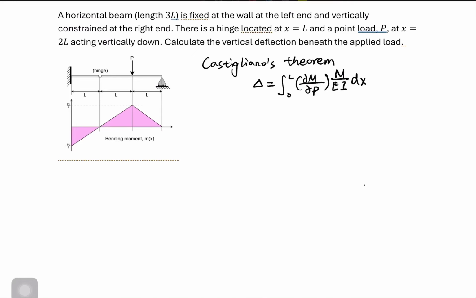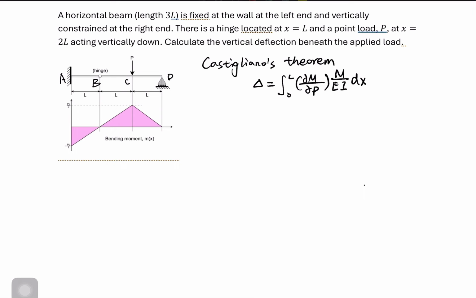In these examples, we will use Castigliano's theorem to solve beam deflection. Here we have a horizontal beam fixed at the left support. If we say this support is A, and we have a hinge B, and at point C we have a concentrated load P. And on the right-hand side, support D is a roller support.